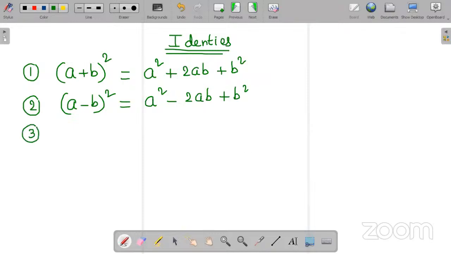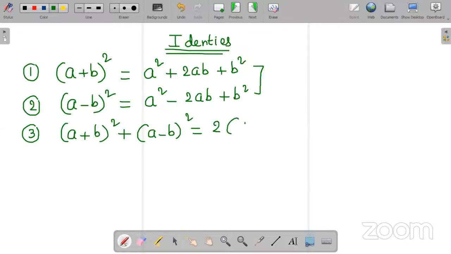Third one, a plus b whole square plus a minus b whole square. So that means if you add these two, what do you get? Plus 2ab minus 2ab cancel. A square plus a square is 2a square, plus 2b square you will be getting. 2 common. So we get 2 times a square plus b square. So this is the value of a plus b whole square plus a minus b whole square. Right?